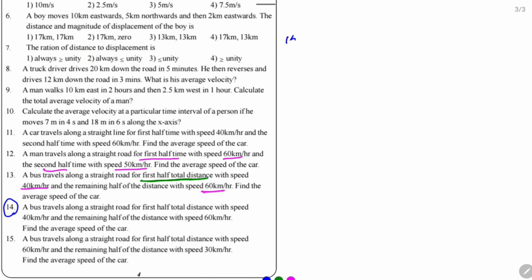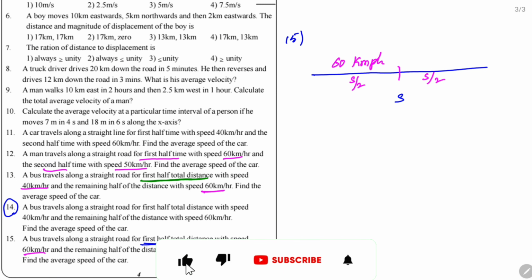Now coming to question number 15 directly. A bus travels along a straight road for the first half of the total distance. Again, same total distance, let me take as S. So the first half of the total distance is S by 2 with a speed of 60 kilometer per hour, right? And the remaining half of the distance with a speed of 30 kilometer per hour. So what is the average speed of the car?